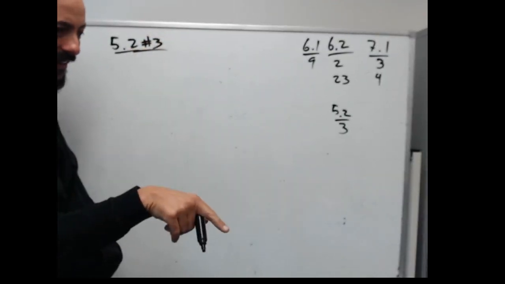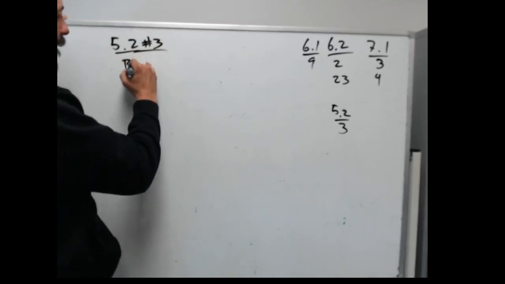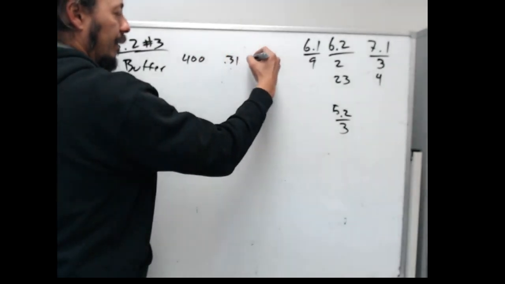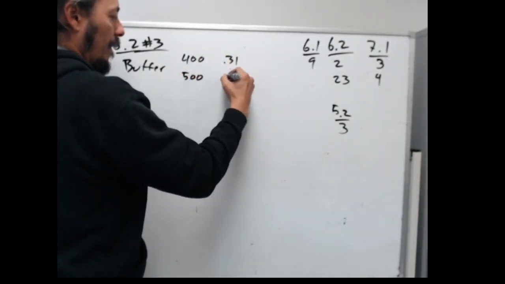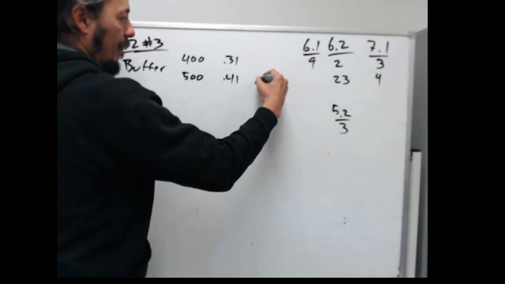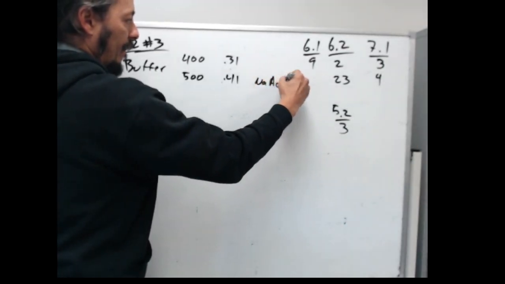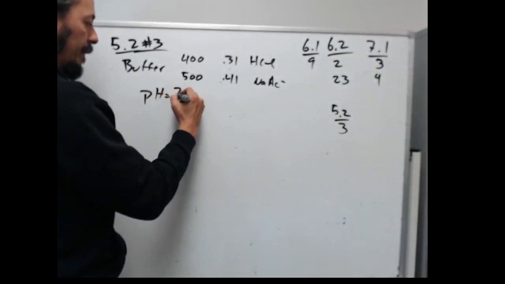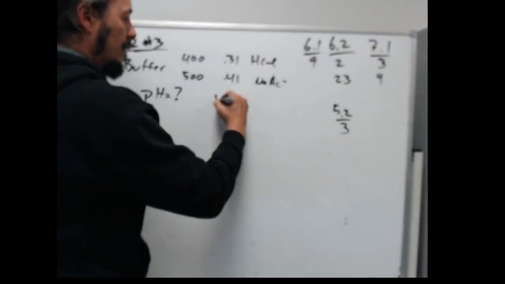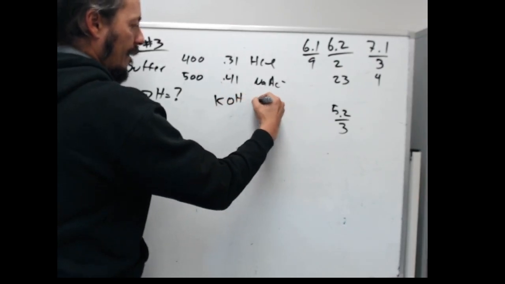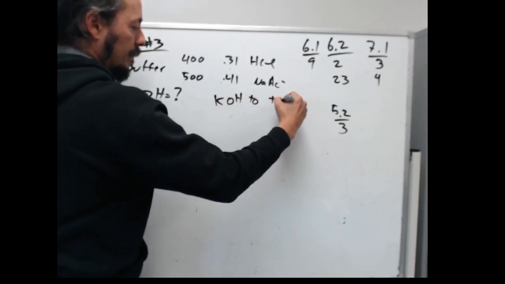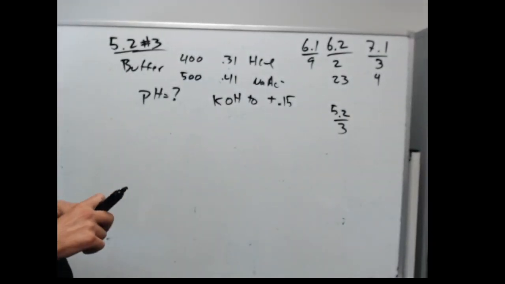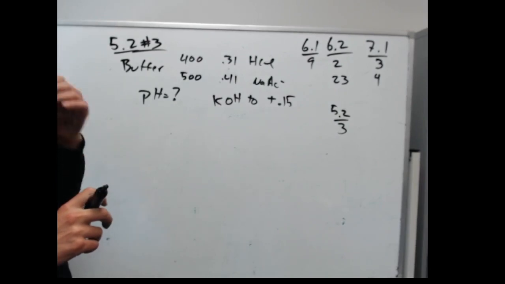Can someone, you got it handy? Yeah, it says a buffer is prepared by mixing 400 milliliters of 0.31 molar HCl and 500 milliliters of 0.49 molar sodium acetate. And then it asks what's the pH, and then how many grams of KOH must be added to change the buffer by 0.15 units. Okay, and I know it's 0.15 because we're adding hydroxide.